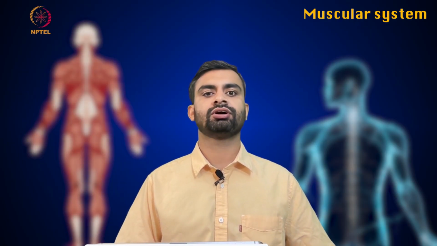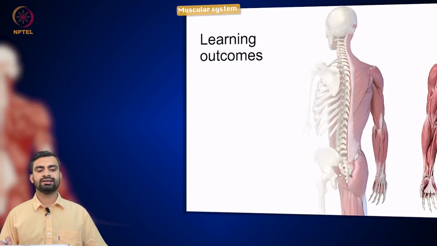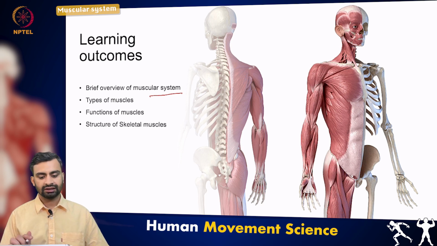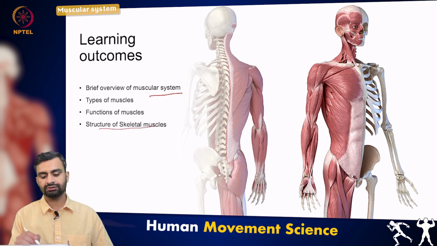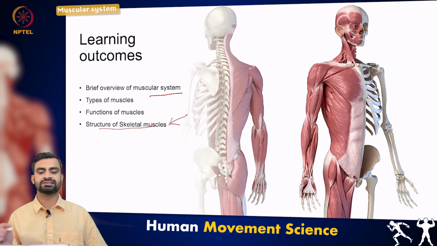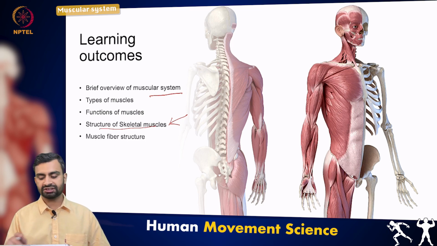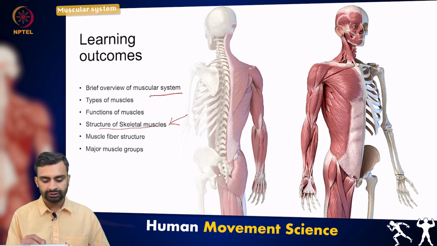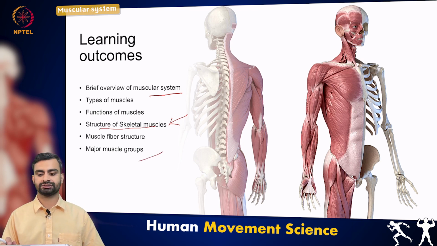Hello everyone, welcome to module 2 and the section on the muscular system. In this section, we will discuss a brief overview of the muscular system, and then we will look at the different types of muscles, functions of muscles, and the structure of the skeletal muscle, because in human movement, skeletal muscles are the important component as a force production element. So we will look at its structure, then muscle fiber structures, and finally the major muscle groups which are involved in the movement production at different joints.